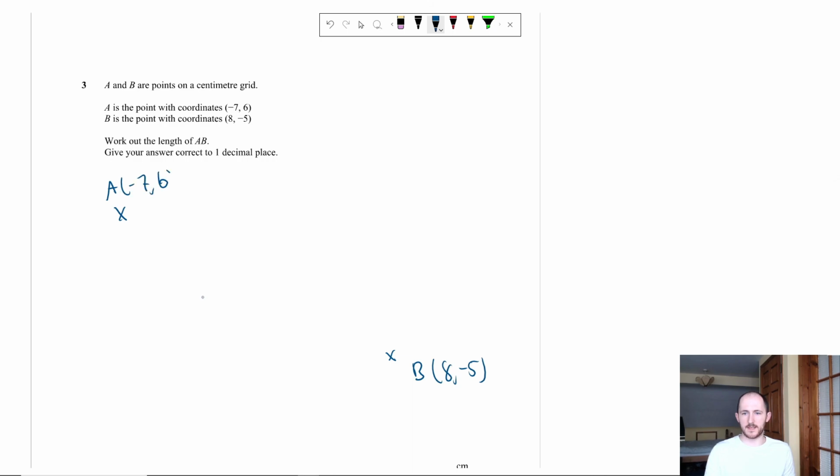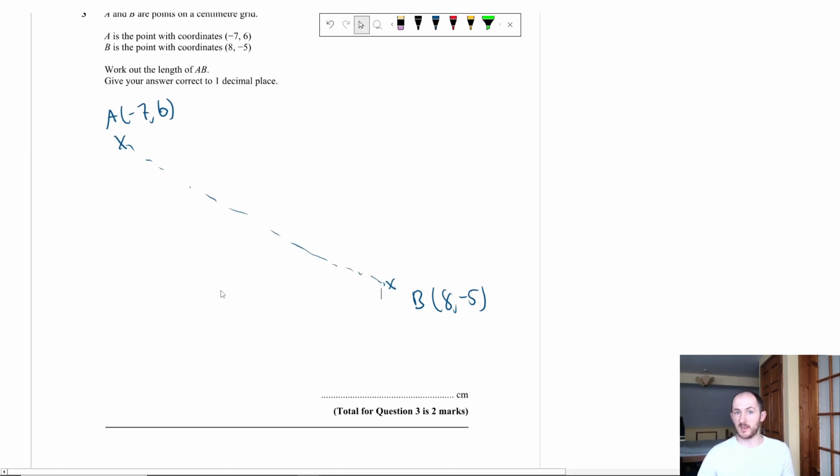We need to work out the distance. So we're working out this distance here. Now, there's a few ways to do it. There is a formula that you can memorize.